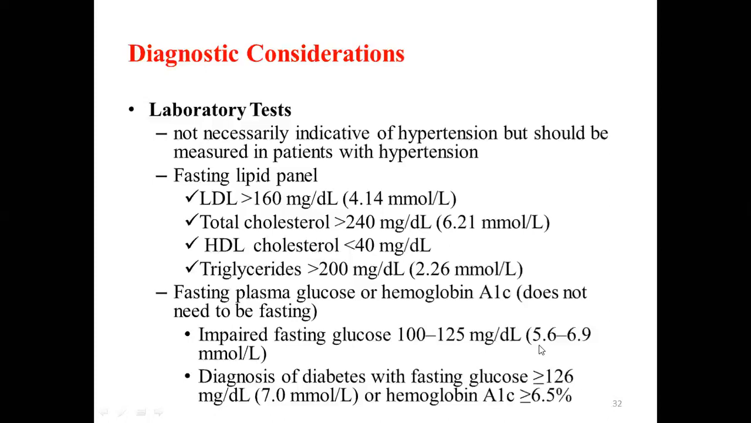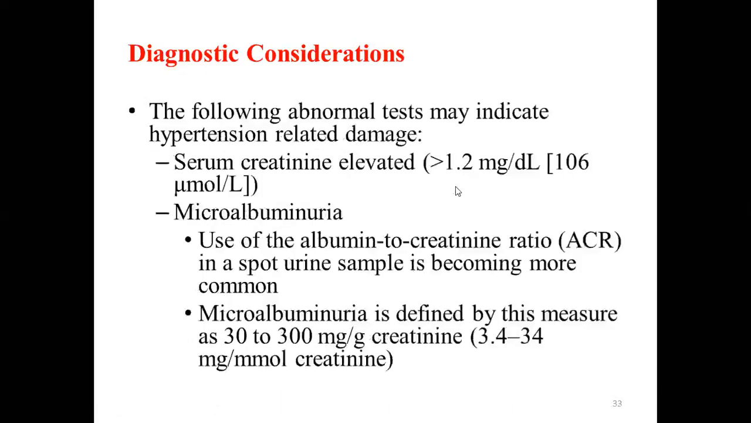Remember, for hemoglobin A1C, if the level is above 6.5%, it will tell you the patient has diabetes. So that is why we are going to do those parameters. Then remember, when someone has hypertension, because hypertension can cause renal damage, you need to check even renal function tests. So how do we assess renal function?